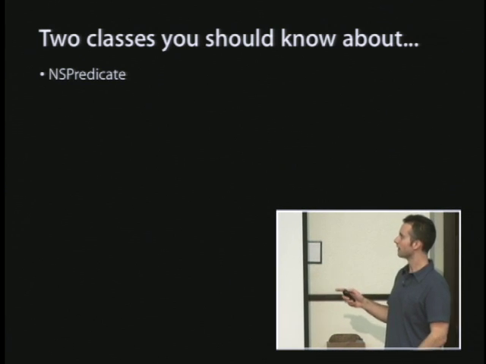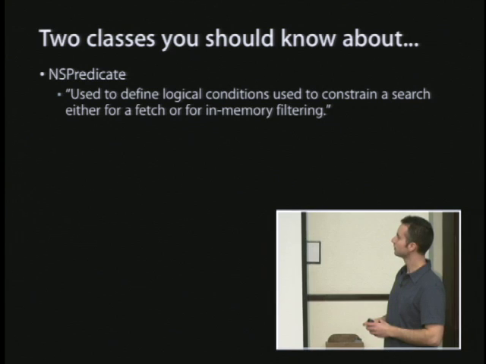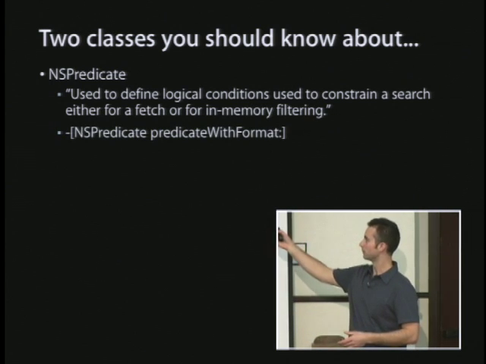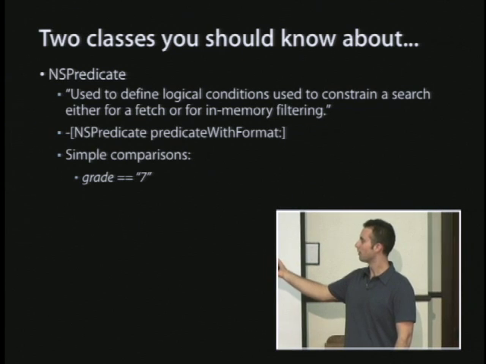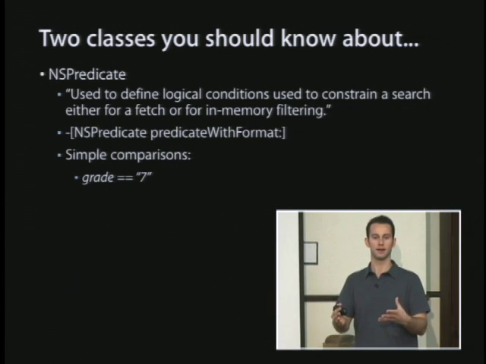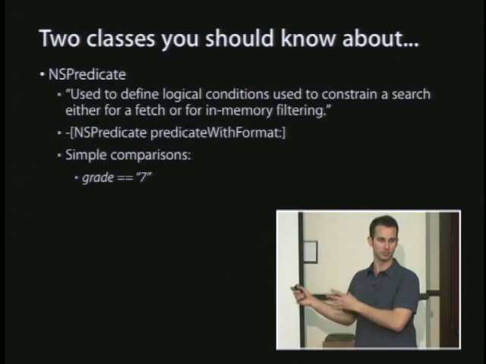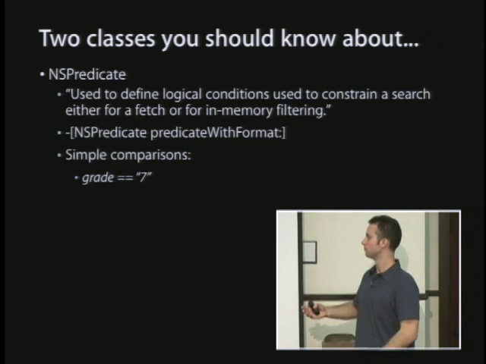One is NSPredicate. What NSPredicate is, it's this simple class, as described in the documentation, that's used to define logical conditions used to constrain a search either for fetch or for in-memory filtering. Like say you created this object, NSPredicate, by calling predicateWithFormat, which is the way you normally create this object, to say, I want something where the grade property equals 7. And what that does, if you apply this predicate to an array using the NSArray, I believe it's a filteredArrayUsingPredicate function, it gives you a resulting array with only objects whose property grade value equals 7. So it's basically a way you can filter lots of objects using a kind of textual, regular expression-like format.